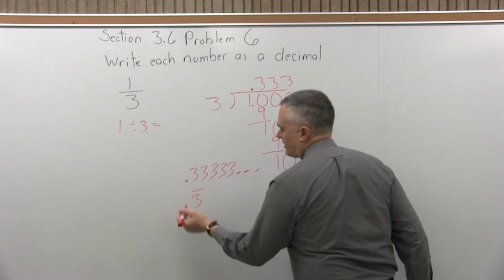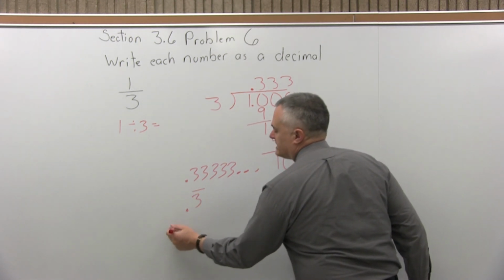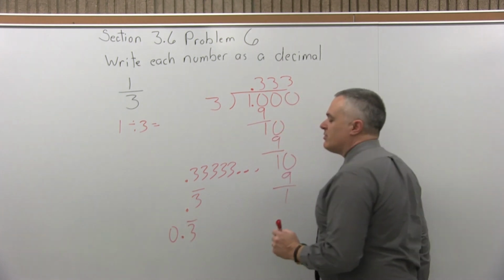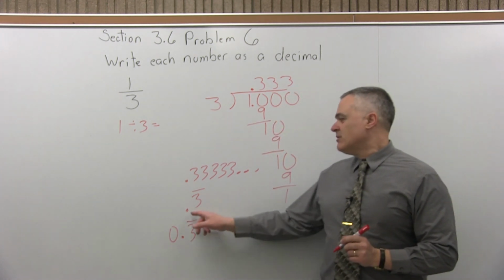And like the other stuff, with the line over it or not, you can put a 0 in front of your answer, 0.3 with the line over it, or just .3 with the line over it.